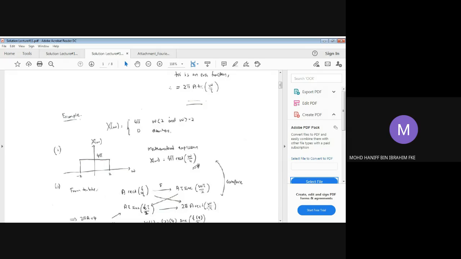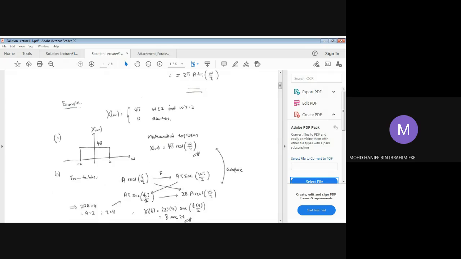In this case, I simply ignore the negative sign because the rectangular function is an even function, so the negative sign can be ignored straight away. That should be the duality property. The question asks us to find the time domain function for this X(ω), or in other words, the inverse Fourier transform of X(ω).